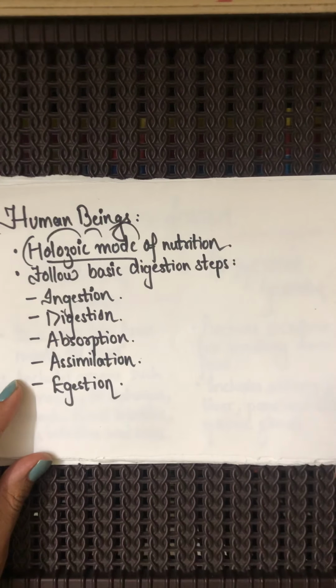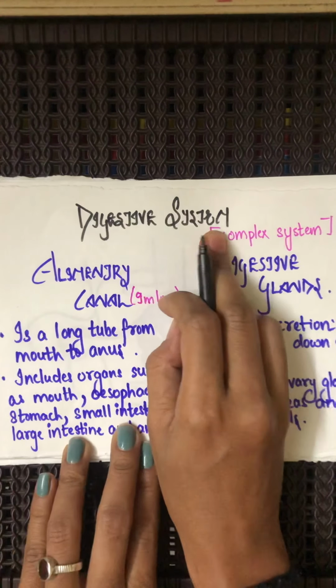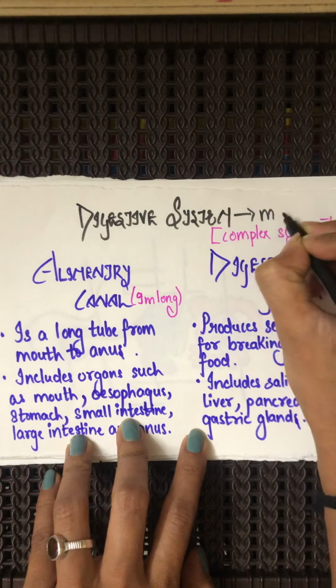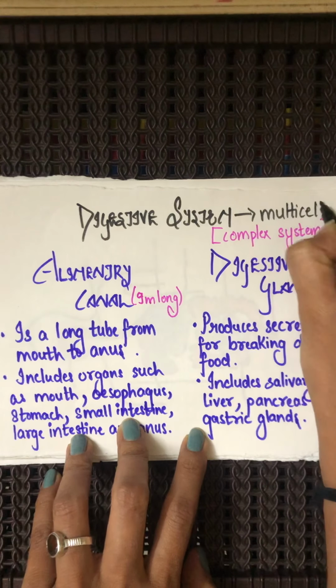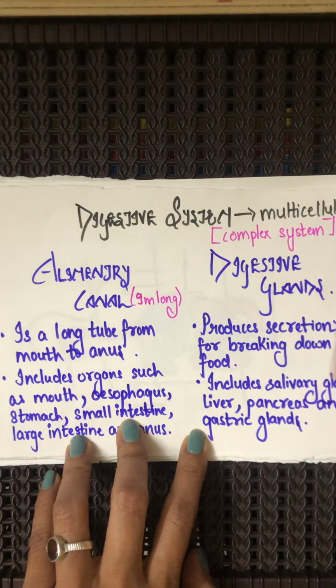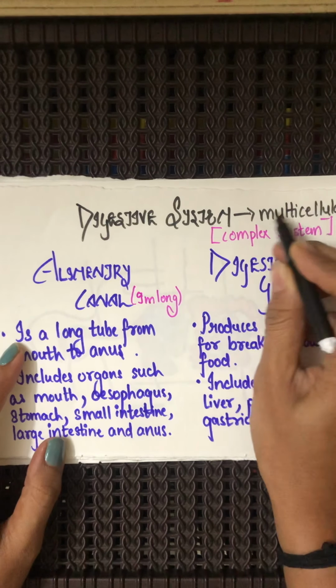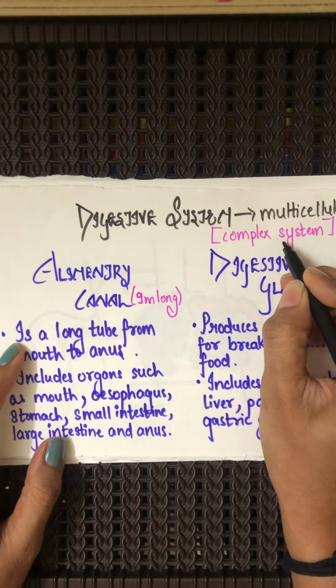Yes, so we shall start with the digestive system of human beings, or the process of nutrition in human beings. The digestive system in human beings is a complex system. Why is it a complex system? We all know that we belong to the multicellular group of organisms. We are multicellular in nature, and therefore we do not take in food only by the simple process of diffusion. We are not single cell, and therefore we have a complex system wherein the food is broken down.